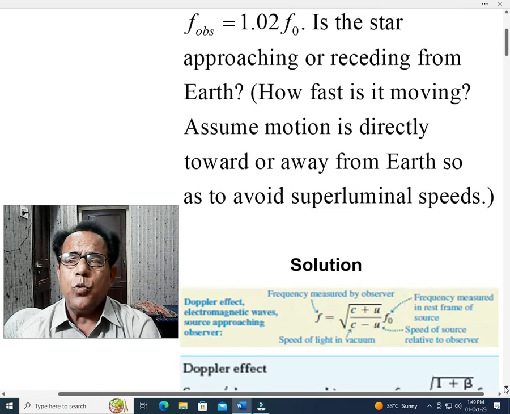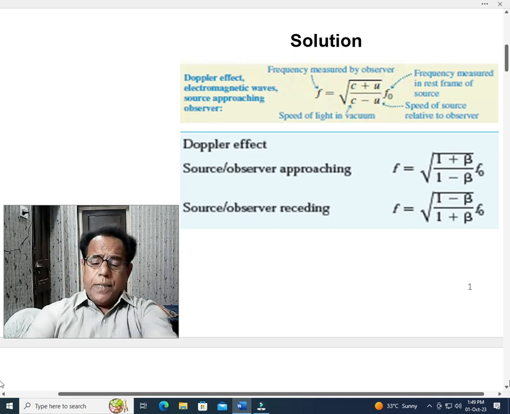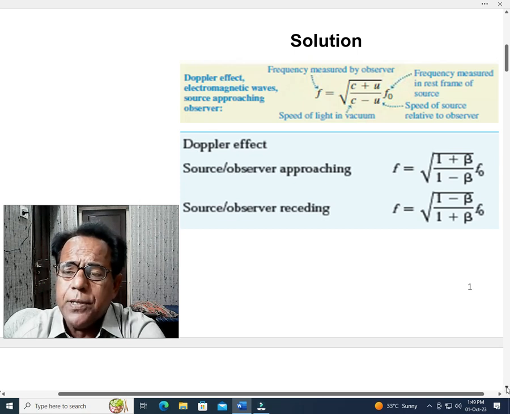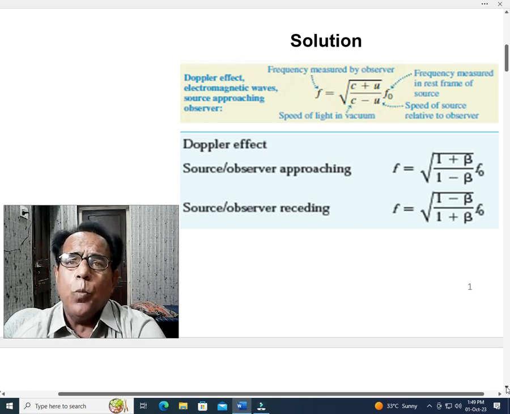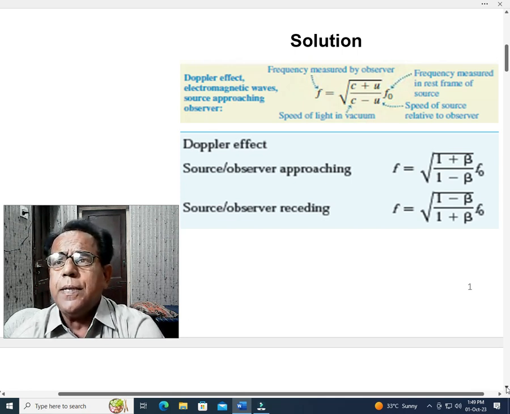Now we come to its solution, but before the solution in a proper manner, we go through some snapshots which will make a foundation regarding the solution of our problem. First snapshot is regarding the Doppler effect. Doppler effect, electromagnetic waves, source approaching observer: f naught is the frequency measured in the rest frame of the source, f is the frequency measured by the observer, u is the speed of the source relative to the observer, and c is the speed of light in vacuum.